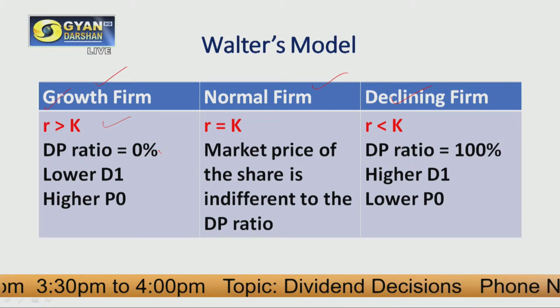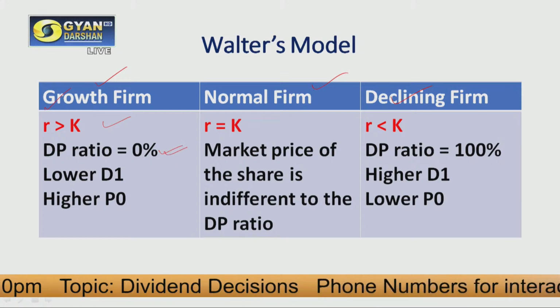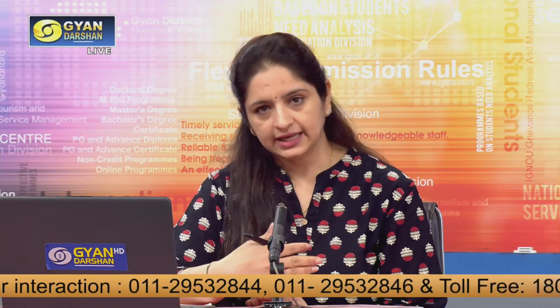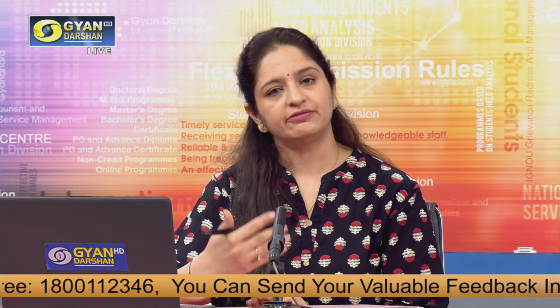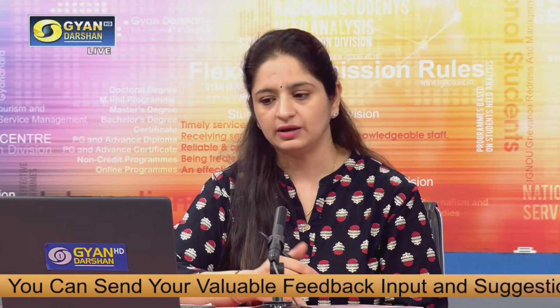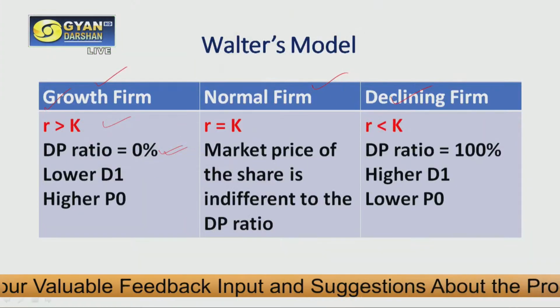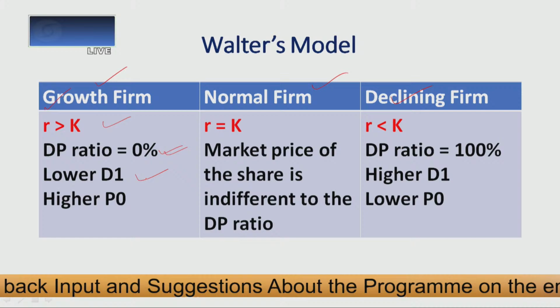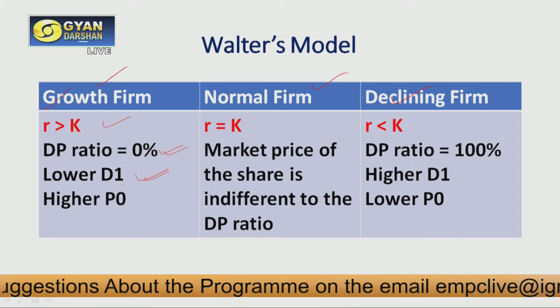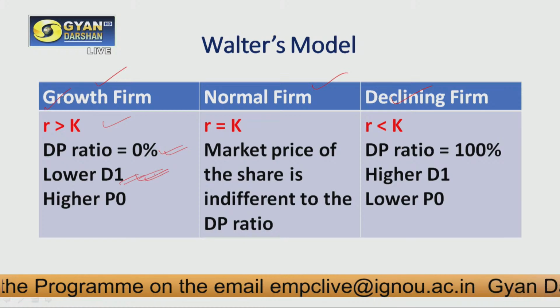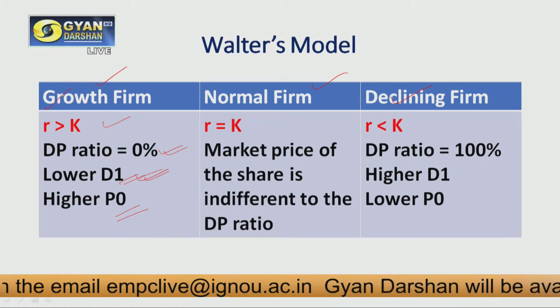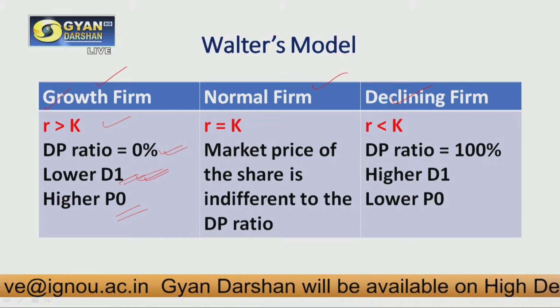In this case, our dividend payout ratio should be 0. That means we should not pay dividend while we are dealing with a growth firm. Because if we are retaining 100% of the amount, we can again invest it for the purpose of growth. Our firm is in the growing stage, the firm will definitely utilize this amount and the returns will improve after this. So in a situation of a growth firm, the dividend which has to be paid at the end of the first year is lower, the amount is reduced, and the price of the share will be higher in this case.